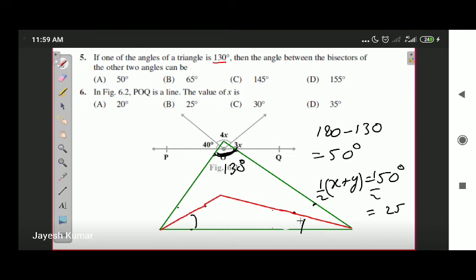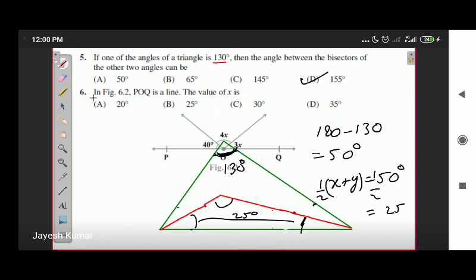So what we have derived till now is that the sum of these two angles is 25 degrees. If we know the sum of two angles of a triangle, we can easily determine the other angle. So 180 minus 25 will be 155 degrees. That will be the third angle of this triangle.